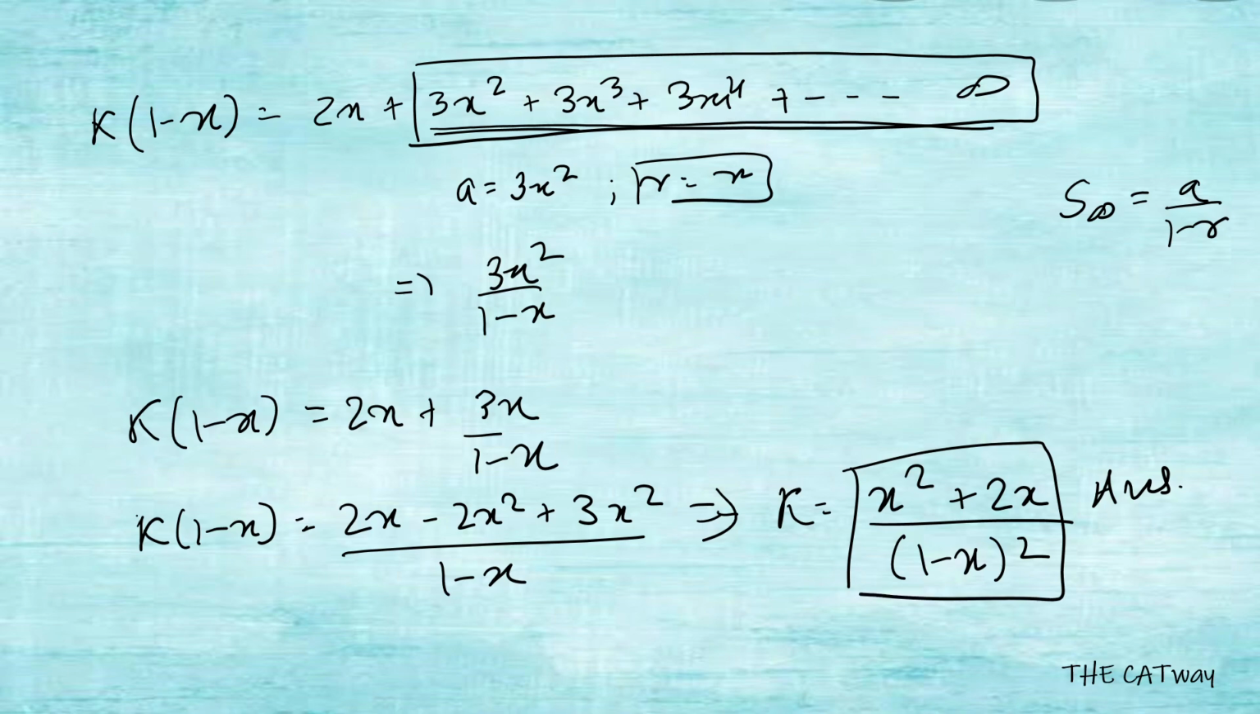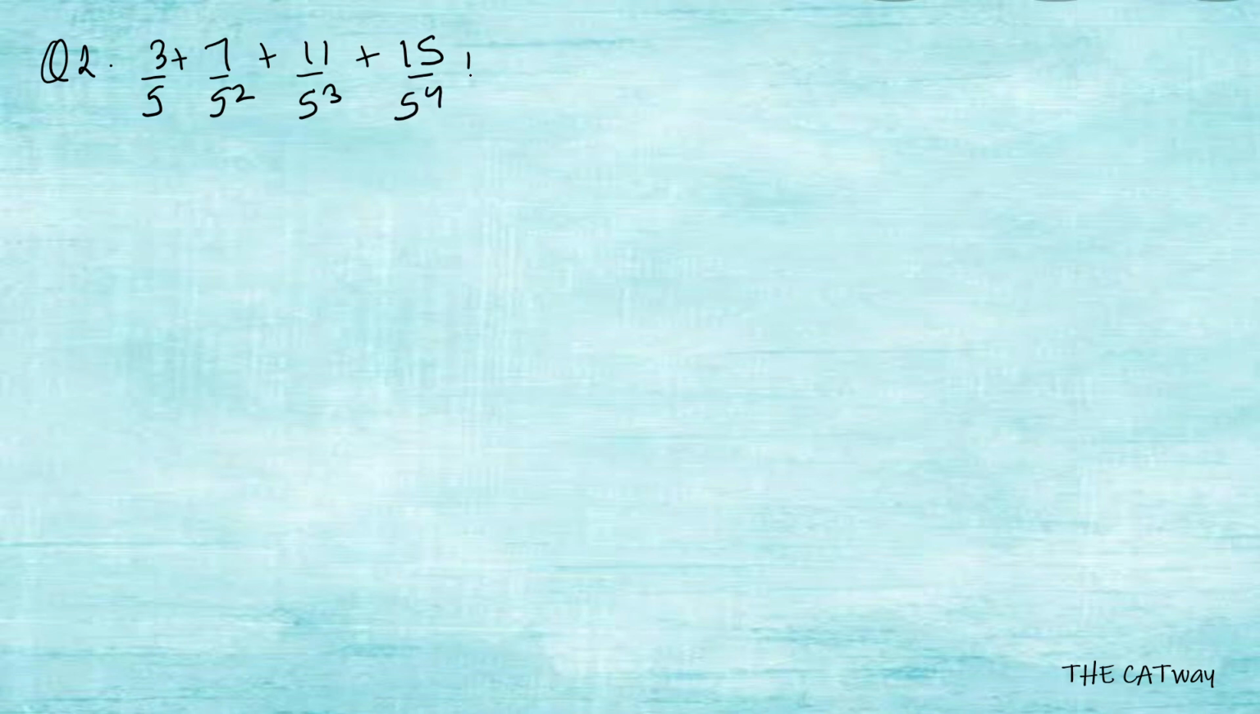If not, we are going to solve one more question so that we can understand it in a much better way. So let's take question 2. Question 2 is 3 divided by 5 plus 7 divided by 5 square plus 11 divided by 5 cube plus 15 divided by 5 to the power 4 and up till infinity. Okay, so we know what we have to do. We have to first find out the common ratio because we need only that. It is 1 by 5 in this case.